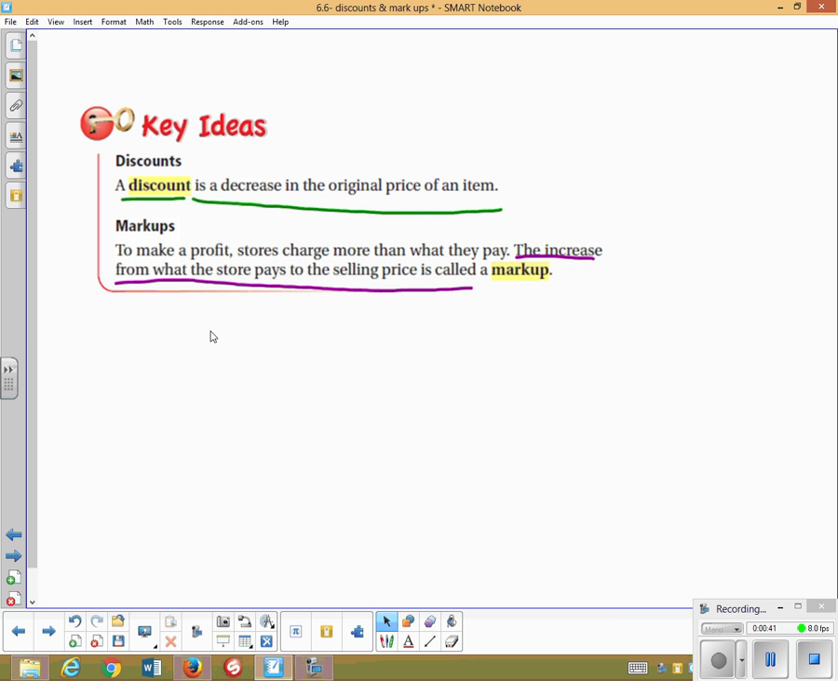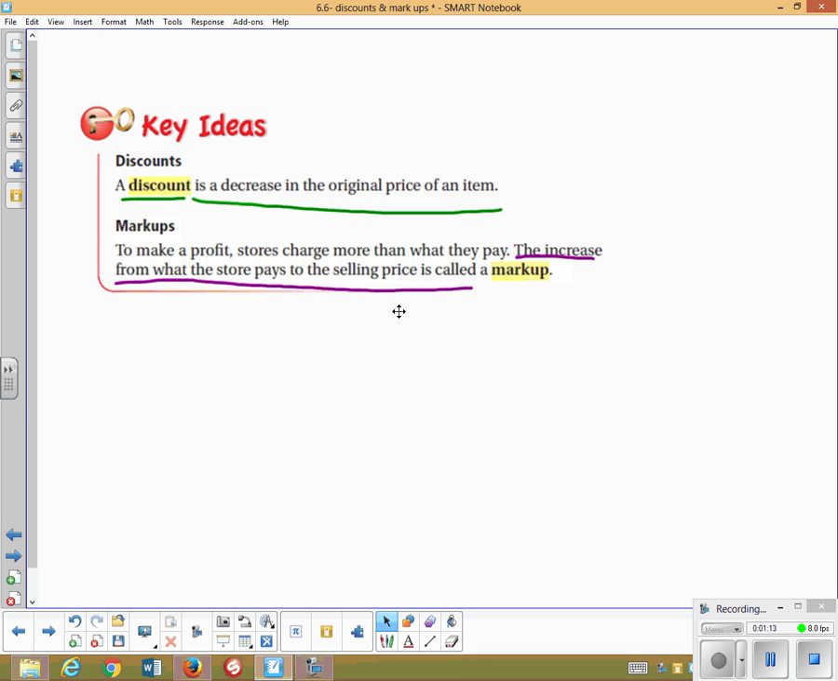Okay, and then for the next part, I would like for you to write markup. Go ahead and write the word markup and write what I have in purple. So markup is basically the increase from what the store pays to the selling price. In other words, let's say you're a store owner and you bought a keychain for $1, and would you want to sell it back for $1? No, because you don't make any money. So what you want to do is you want to mark it up. The markup is going to be the price or the amount that increases. So that's called a markup.